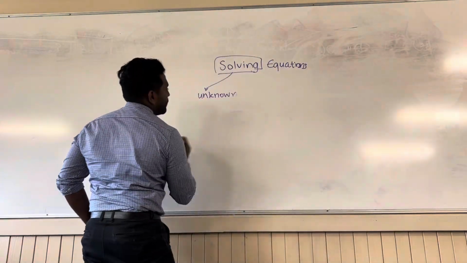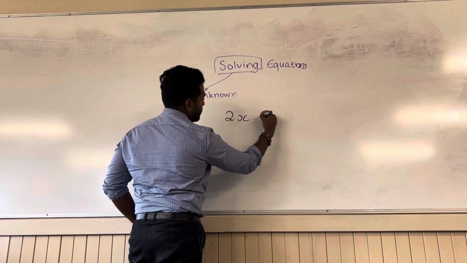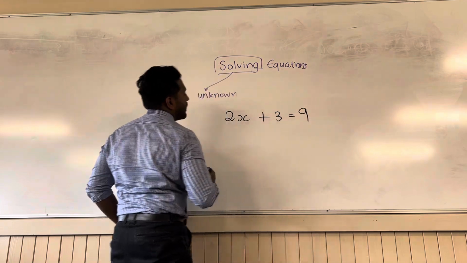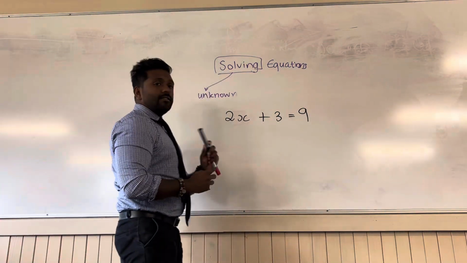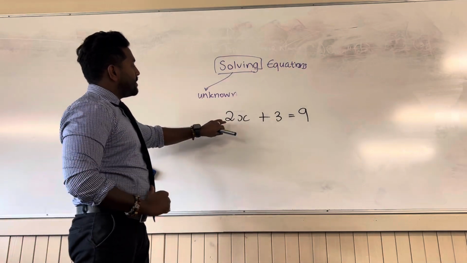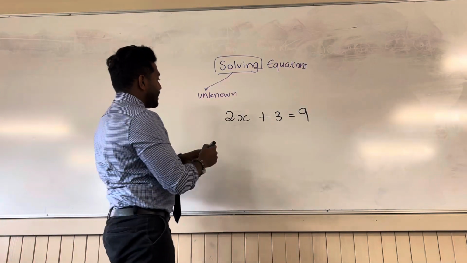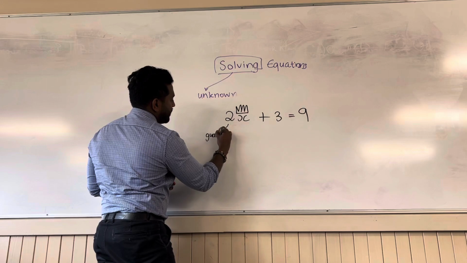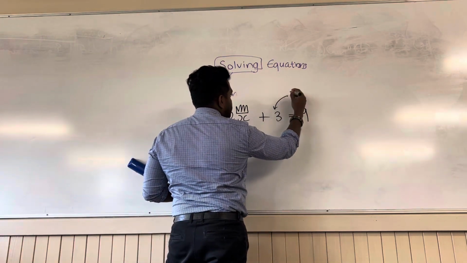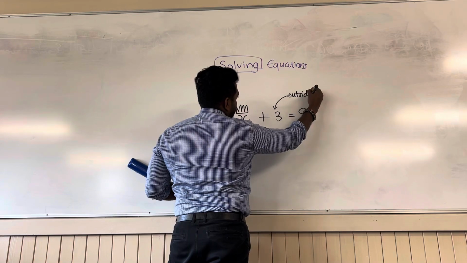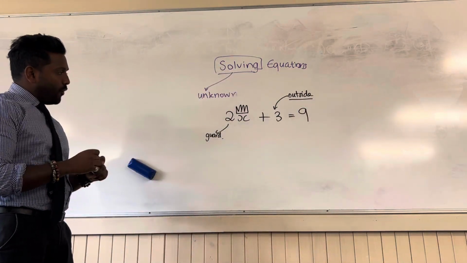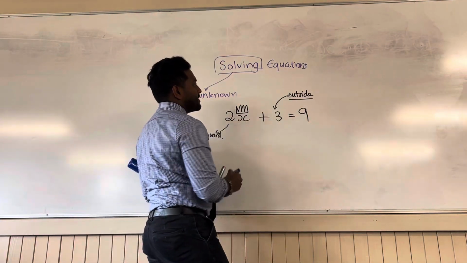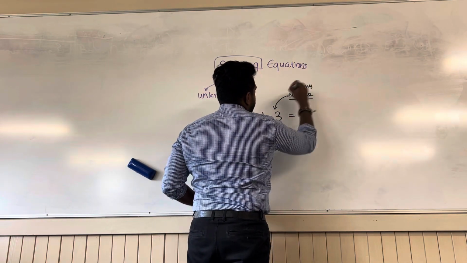Let's go with another slightly harder question. 2x plus 3 is equal to 9. So who is closest to this x? Let's say this is the guard that is next to the king. That's the guard next to the king. And this is another guard who's outside the castle. So in order for us to get rid of his enemies, first we're going to meet the enemy who's outside, which is the 3.